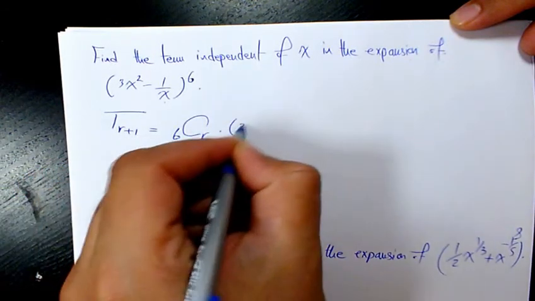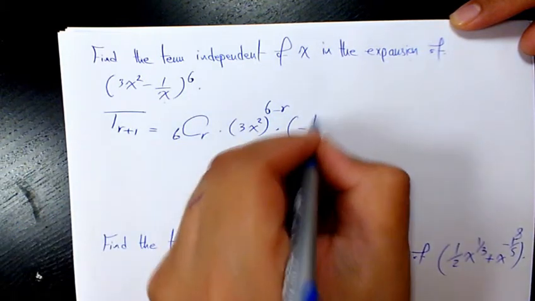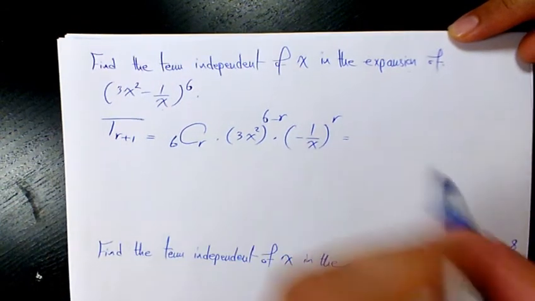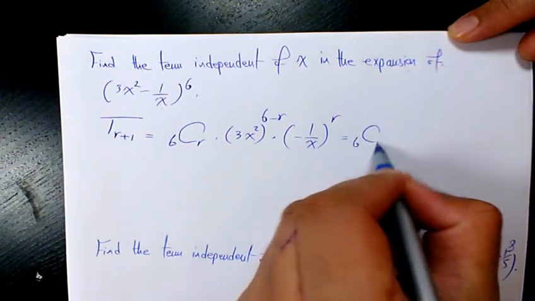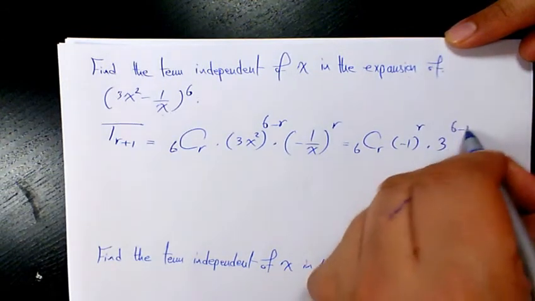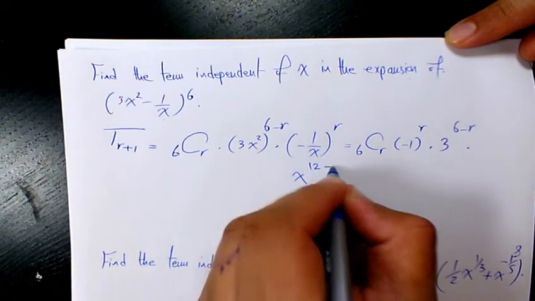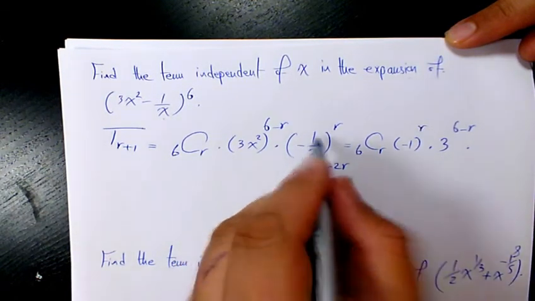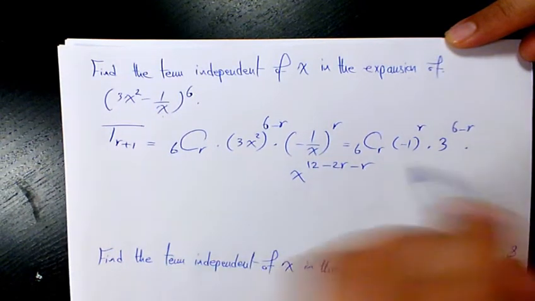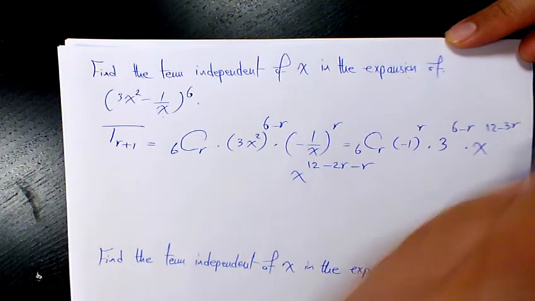6Cr (3x squared)^(6−r) (−1/x)^r. So we have 6Cr (−1)^r 3^(6−r) x^(12−2r), and then x^(−r), because that's in the denominator. So let's write it here: x to the power of 12 minus 3r.